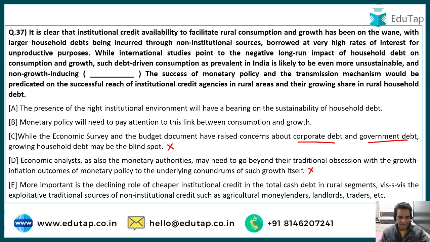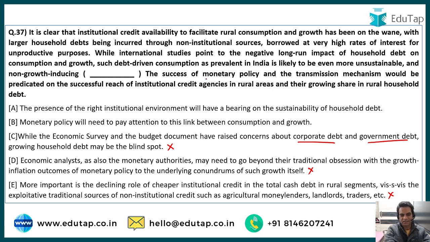More important is the declining role of cheaper institutional credit in the total cash debt in rural segments, vis-a-vis the exploitative traditional sources of the non-institutional credits such as agricultural money lenders and landlords, traders, etc. Declining role of the cheaper institutional credit in the total cash debt in the rural segments. That has been spoken of. We can eliminate that. So that's how you eliminate the options, and that's how you basically reach your answer, guys. The presence of the right institutional environment will have a bearing on the sustainability of household debt, or monetary policy will need to pay attention to.